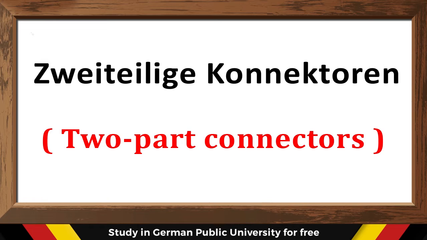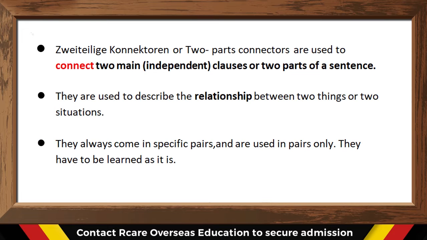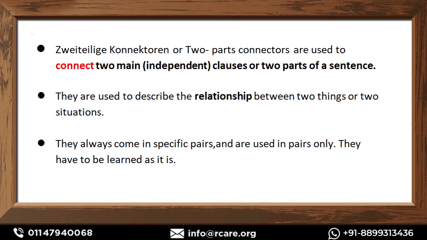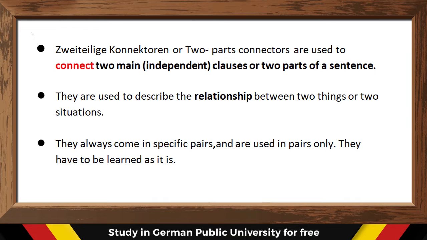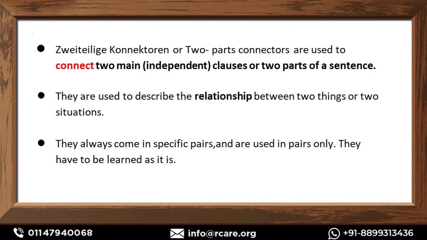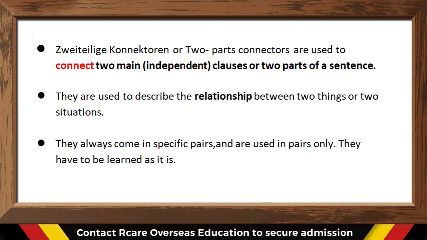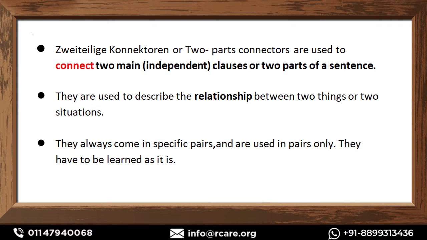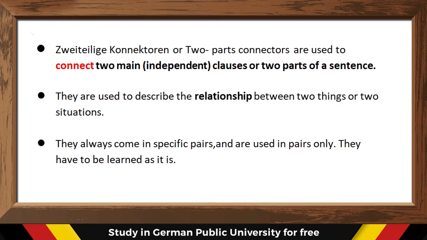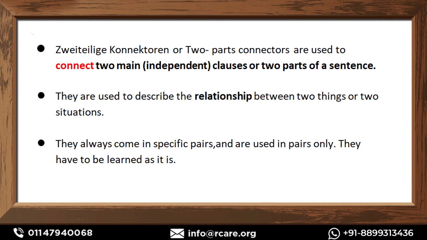Zweiteilige Konnektoren, or two-part connectors. Two-part connectors in German are called zweiteilige Konnektoren. That means that these connectors are always used to connect two main clauses or two parts of a sentence, and they are always used in a sentence in a pair. That means that they can only be used in pairs and not individually, and they have to be learned as they are, with their meanings. They are used to describe the relationship between two things or two situations.